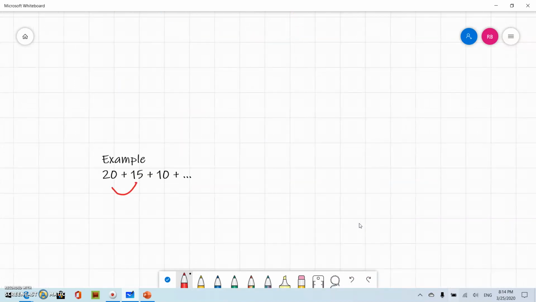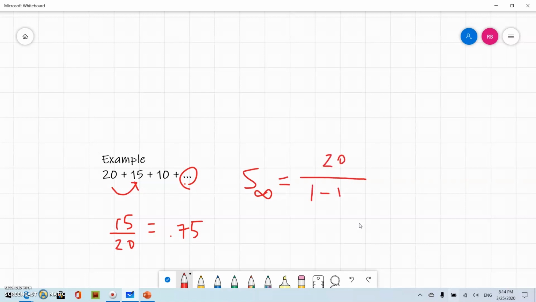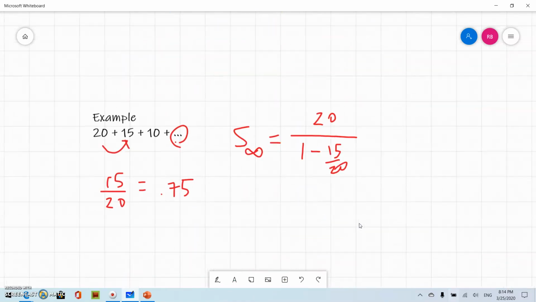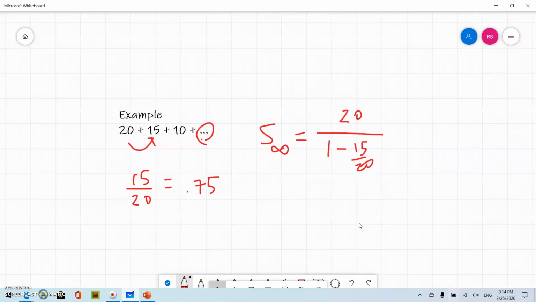And then let's go to this problem. So first, we need to check. You don't just get excited and plug it in. You need to check what is my R. And this one is 0.75. So we plug it into S of infinity, which was a1 over 1 minus 15 over 20, which is 0.75. Which is 0.25. So it's 80.